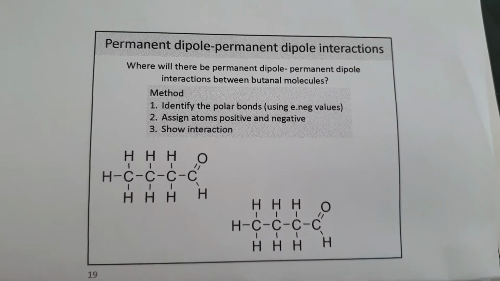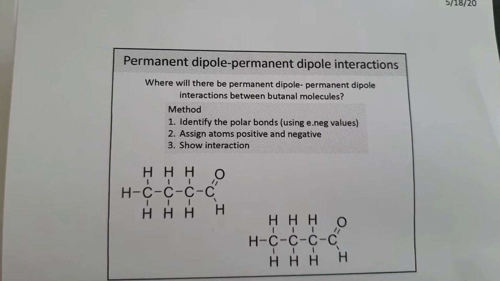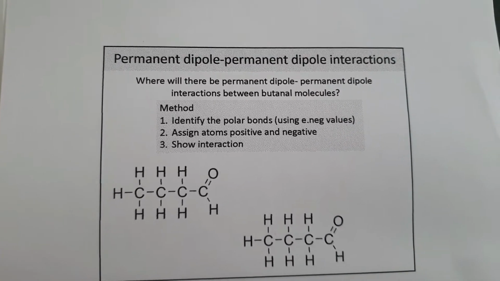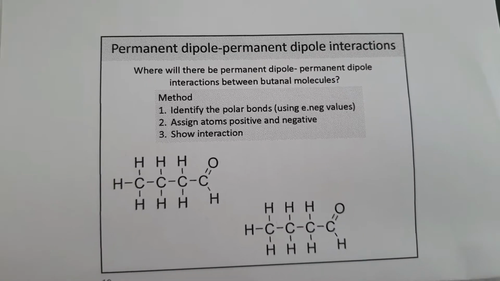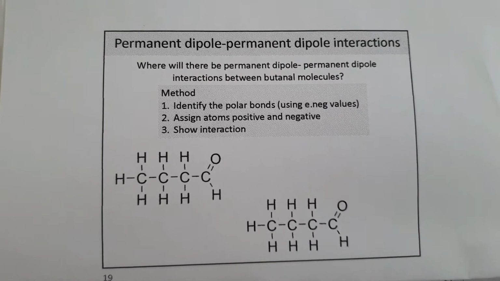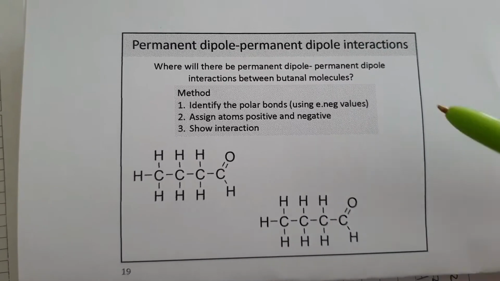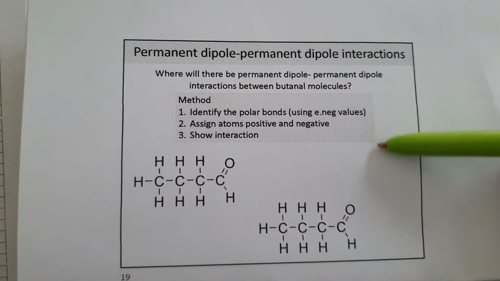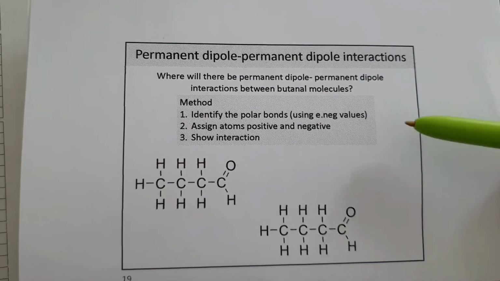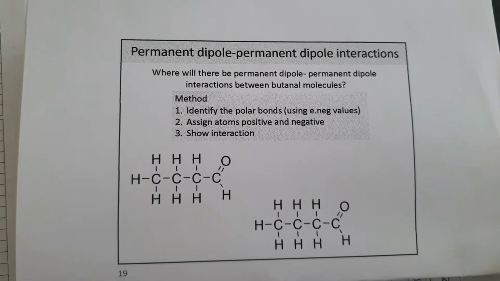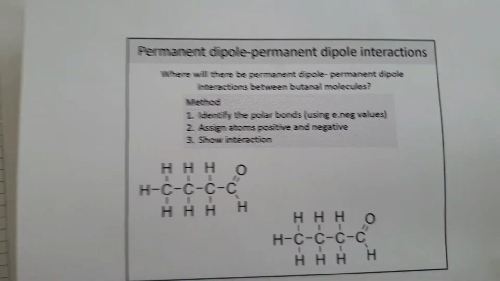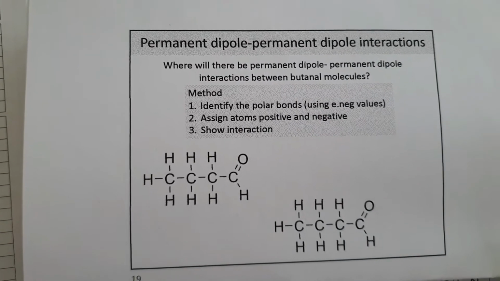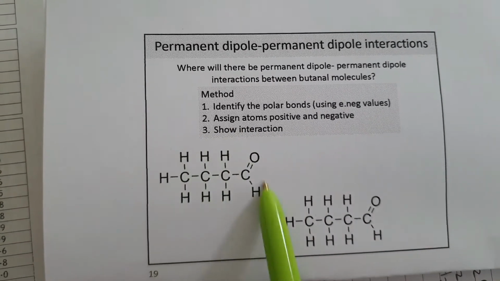This video is going to show you how to identify permanent dipole interactions in any molecule, and then using that information show the interaction on a diagram. Now, I have split it into 3 steps in this easy method. You will need the data book for step 1, and it's page 11 of the data book where you will find your electronegativity values. So here is one molecule.